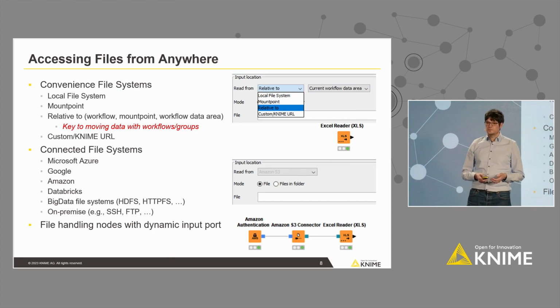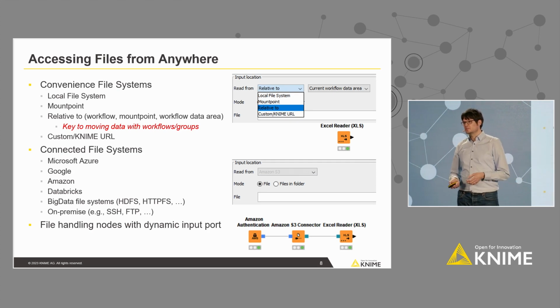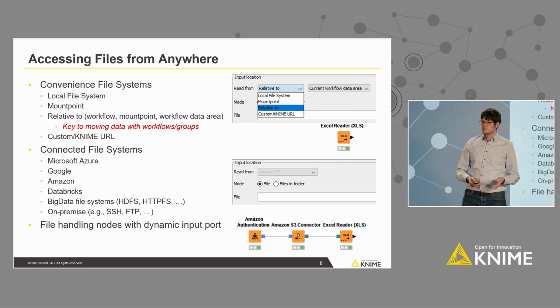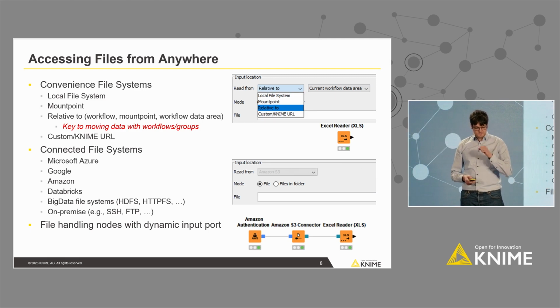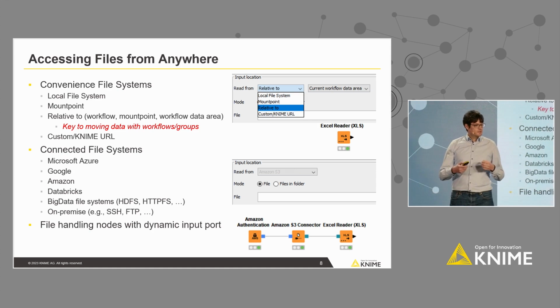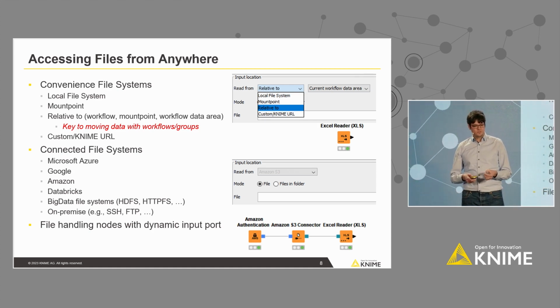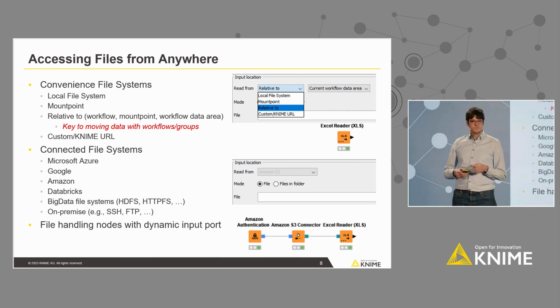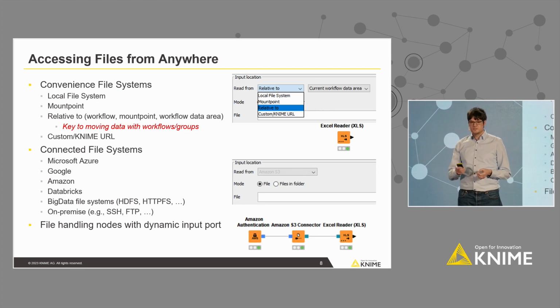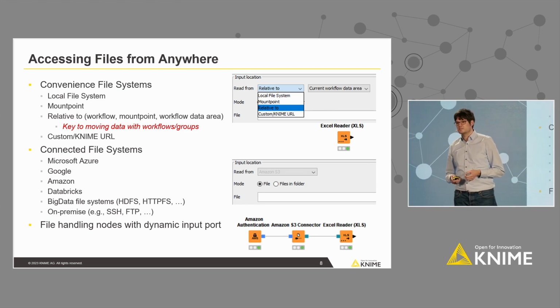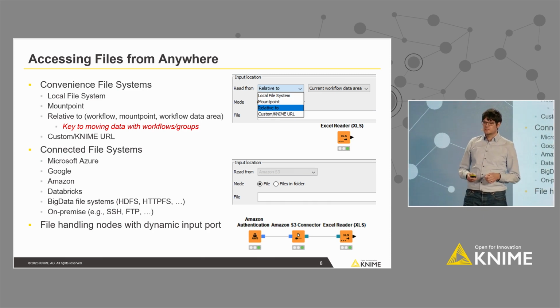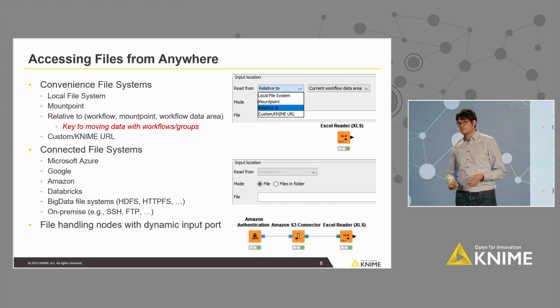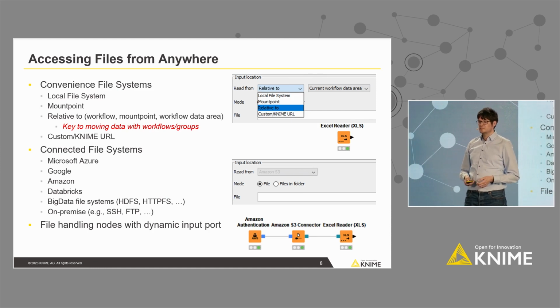And then the other type is the connected file systems, which allow you to reach out to remote file systems, mostly on the cloud or on-premise. And in order to use them, you need to use a dedicated connector node. And then you can use the output of the connector node in the corresponding file handling node, like an Excel reader, for example, via this dynamic input port, which is now much easier with the new modern UI. You just drag and drop the connection onto the plus sign of the Excel reader, and then they are connected, and it can read from SharePoint or S3 or wherever you have your file located.